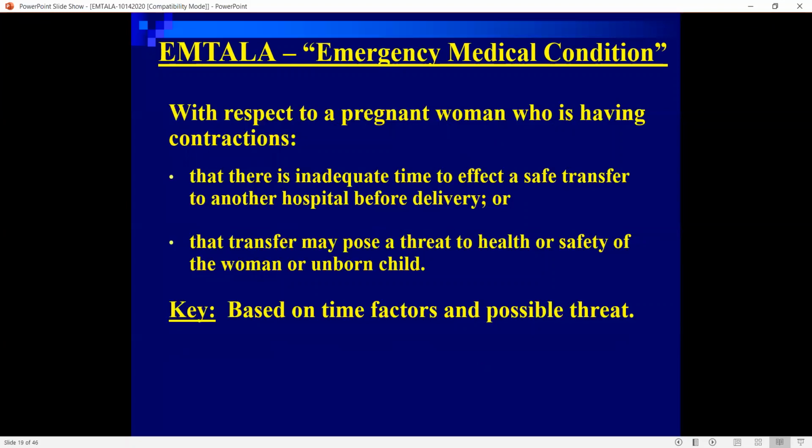EMTALA protections also extend to pregnancies. With respect to a pregnant woman who is having contractions, there is inadequate time to effect a safe transfer to another hospital before delivery, or that transfer may pose a threat to the health and safety of the woman or unborn child. So it's really based on a time factor as far as whether or not the physician believes that you can transfer the individual in time before delivery.